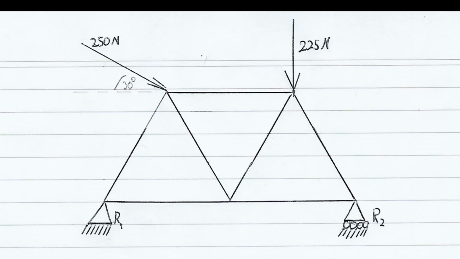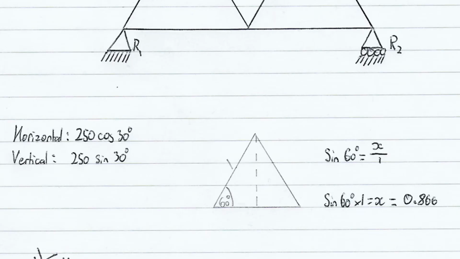We know this to be true as the bridge is stationary and not moving. If we analyze the following truss, we can see two forces acting on it. One force is acting vertically on the truss with 225 newtons. The other is acting at an angle of 30 degrees from the horizontal with 250 newtons. The first step in solving this truss is splitting the forces into horizontal and vertical components. This can be done simply with basic trigonometric ratios, where we can determine the horizontal component to be 250 multiplied by cos 30 and the vertical component to be 250 multiplied by sin 30.